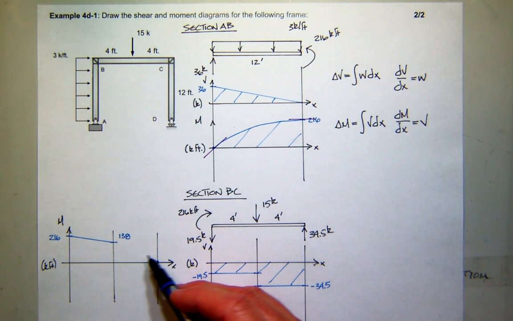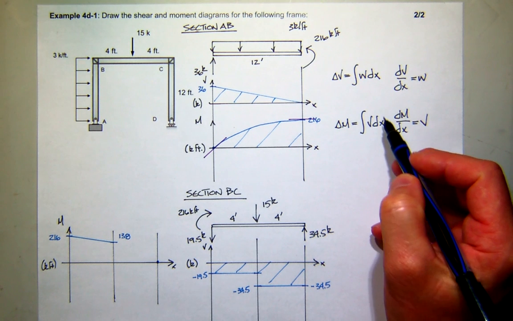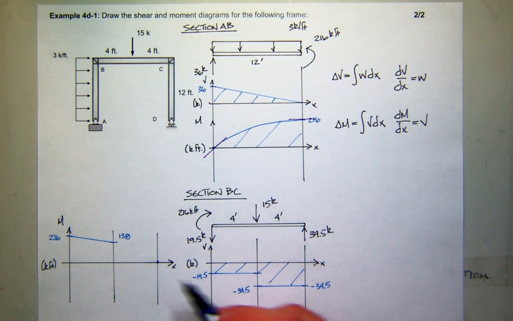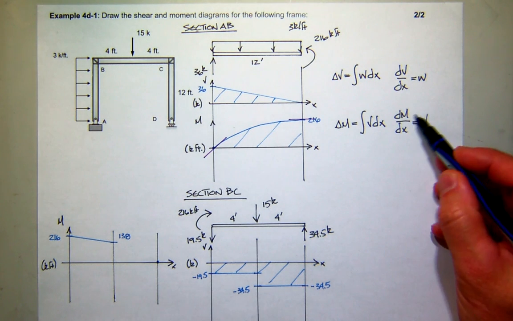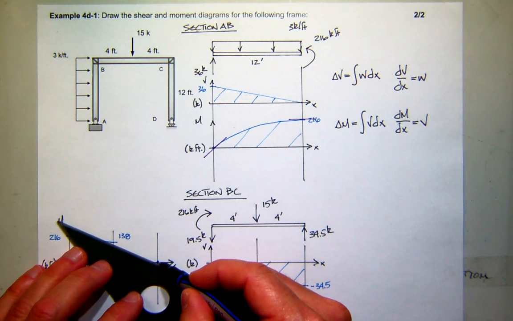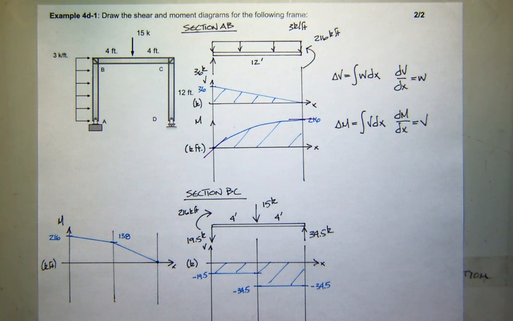And then the change in moment over the last 4 feet is given by the area of the shear diagram in the same section. That would be this value, 34.5 times 4. Hopefully that's 138. So that brings us to 0. That checks. And then the slope of the moment diagram is the shear, and the shear is constant. So we have a constant slope and much steeper, negative 34.5. So there's my moment diagram.